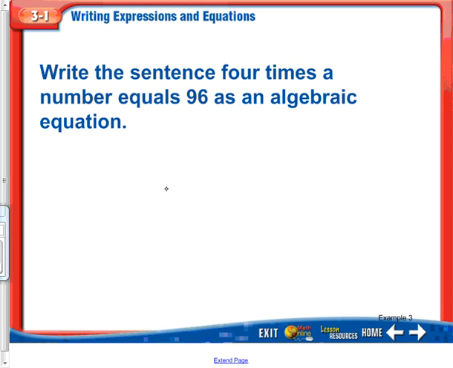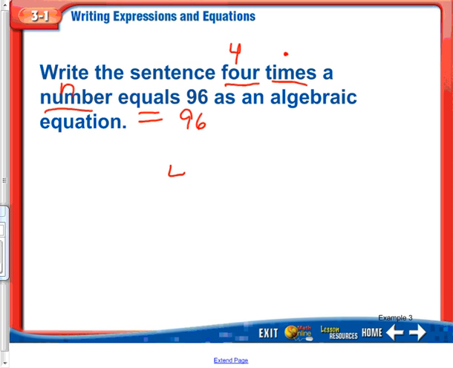Write the sentence, 4 times a number equals 96. This one's pretty straightforward. So we're still going to write it out though. 4 times, that means we're going to multiply, so I'll just put my multiplication dot symbol, so that way I don't confuse it with a variable x. A number, so we can put n, and if it says the word equals, that's kind of like is. Of course, we just write an equal sign and then 96.